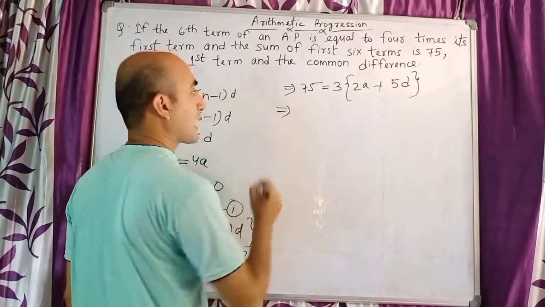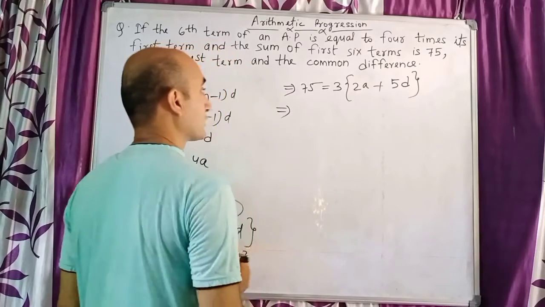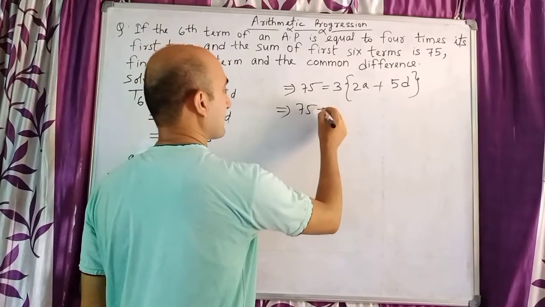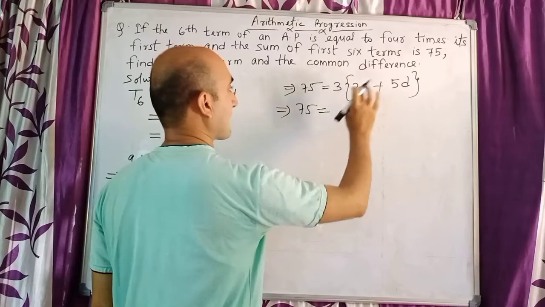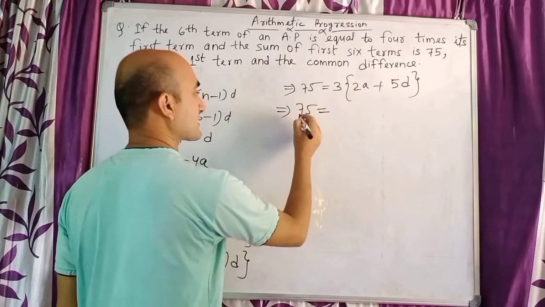Now from here also I will try to make an equation. So now what I will do, 75 equal to, I can either multiply this 3 or I can bring this 3 and divide here.